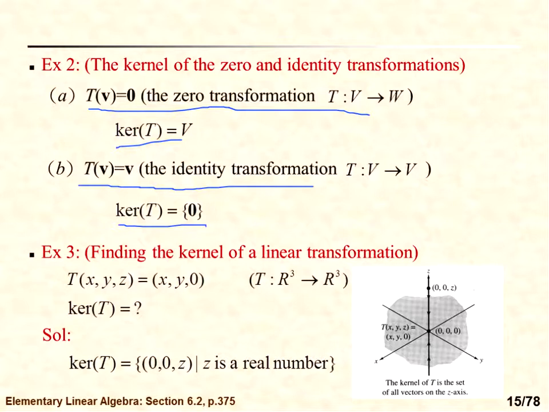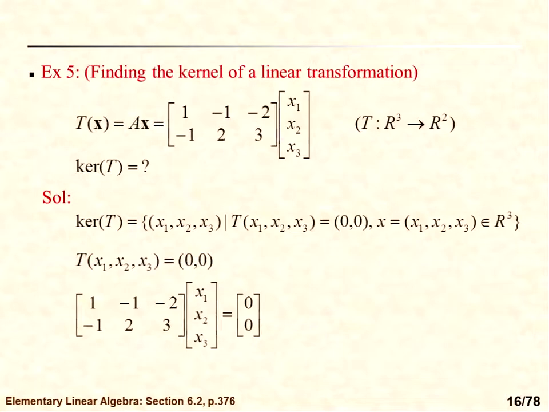Find the kernel of a linear transformation T of x, y, z equals x, y, 0. So R cube to R cube, it is given, and it says that find the kernel of T. So the transformation of x, where the kernel of T means 0, we have to find 0 here and 0 here, and whatever the point is on that side, that is 0.